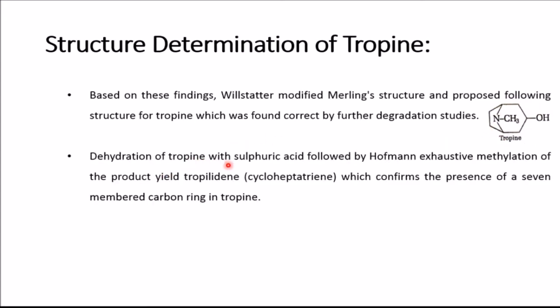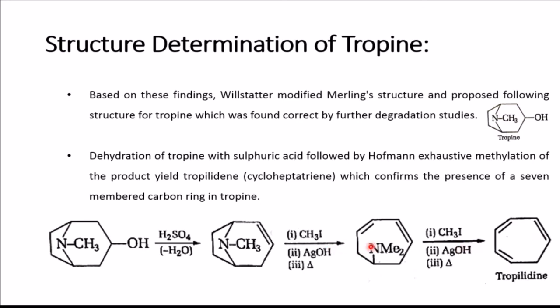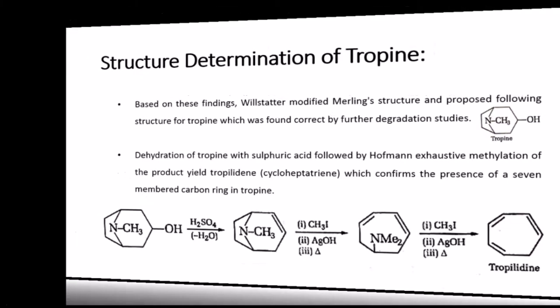The dehydration of tropine with sulfuric acid followed by Hofmann exhaustive methylation of the product yielded tropylidene, that is cycloheptatriene, which confirms the presence of a seven-membered carbon ring structure in tropine. It's a bicyclic structure. So treated with H2SO4, we're going to get this. On exhaustive methylation, that is Hofmann degradation, we're going to get this seven-membered ring structure. Hofmann degradation will give tropylidene, the seven-membered ring structure present in tropine.